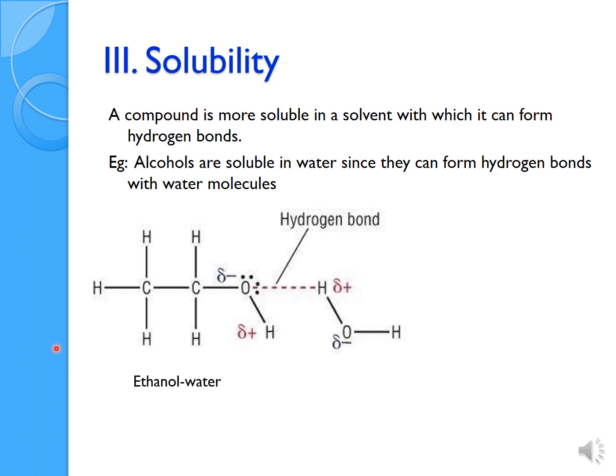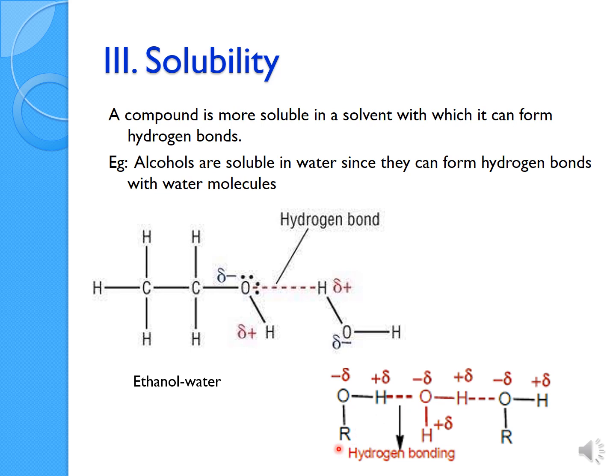Say this is ethanol, that is CH3CH2OH. Now ethanol can form hydrogen bonds with water. This is intermolecular hydrogen bonding. Therefore, since they can interact with each other more strongly, ethanol will be more soluble in water.